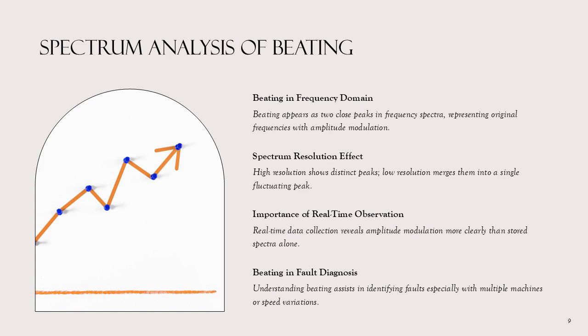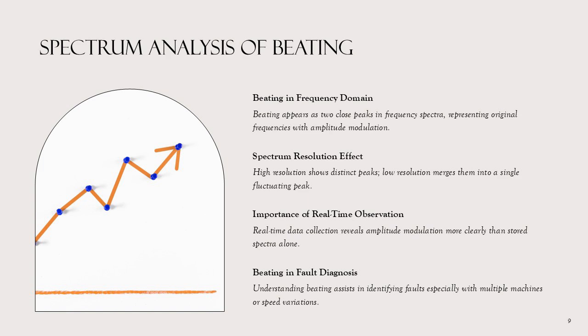If the resolution of the spectrum is high, these peaks are distinct. If resolution is low, they may merge into a single peak that fluctuates in amplitude over time. This variability can make beating difficult to diagnose from stored spectra alone. Real-time observation during data collection often provides clearer insights, as analysts can witness the amplitude modulation directly.